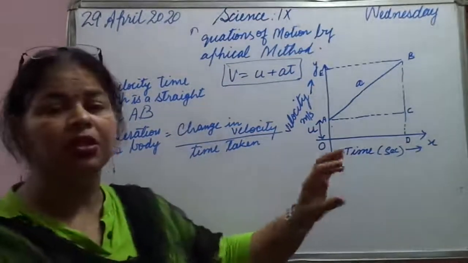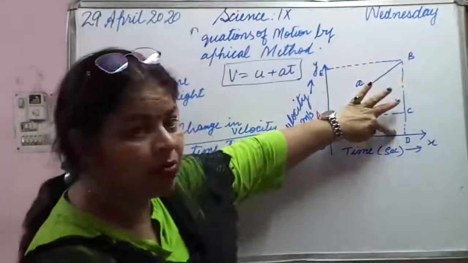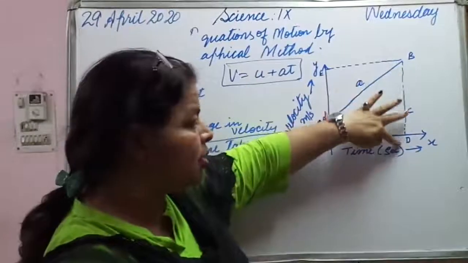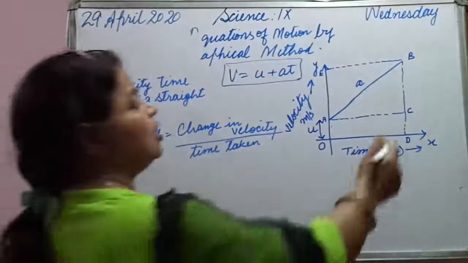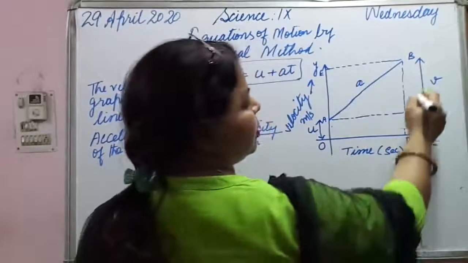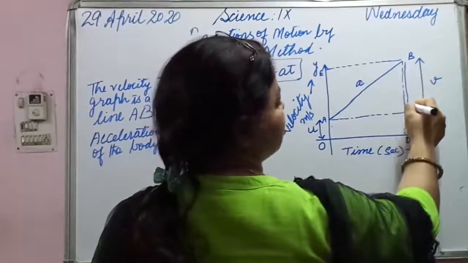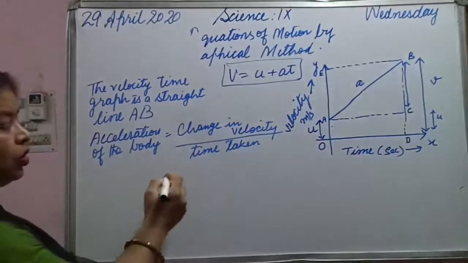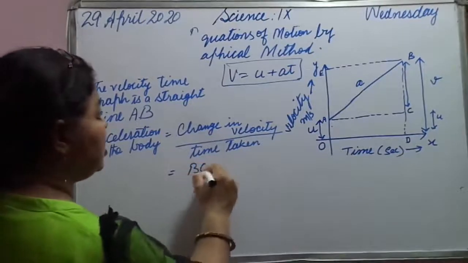Change in velocity, how do we denote it? See, BD minus CD, or we can say BC. So this is the change in velocity. This is the whole velocity, that we can say V. This is your U. Now this is the change in velocity. So we are going to give them the labelings now. It will become BC upon.